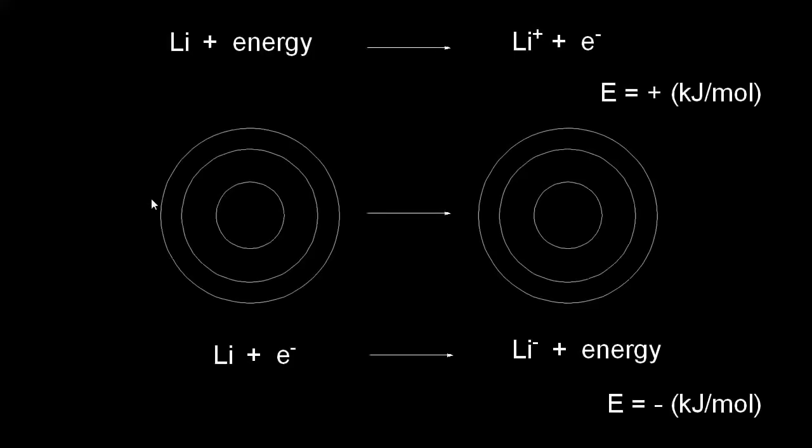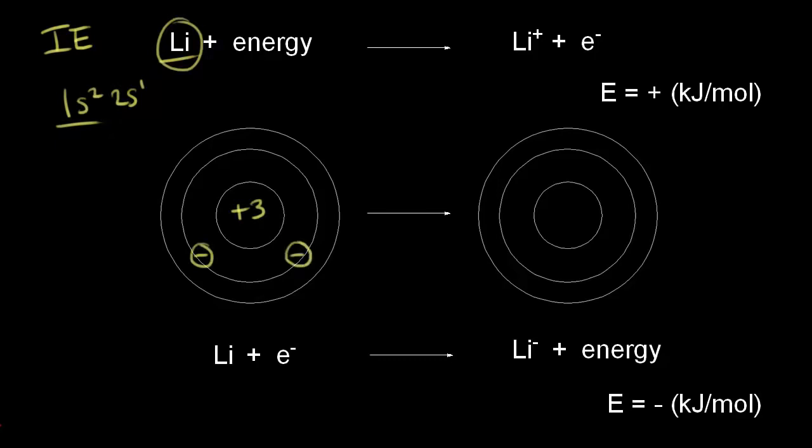Before we get into electron affinity, let's really quickly review ionization energy. Let's start with a neutral lithium atom with an electron configuration of 1s2, 2s1. A lithium atom has 3 protons in the nucleus, so a positive 3 charge, 2 electrons in the 1s orbital, our core electrons, and 1 electron in a 2s orbital. This is our outermost electron, our valence electron.